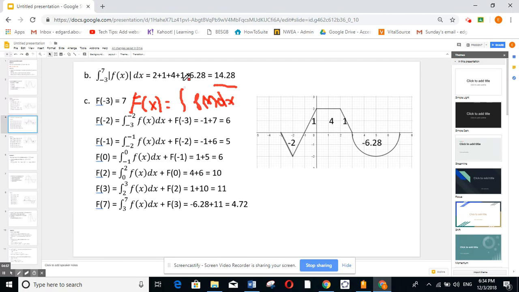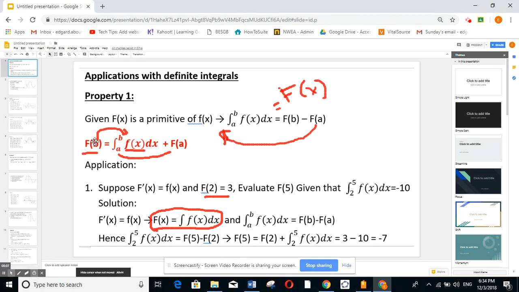Okay, so I want to start by f of minus 3 equal to 7, given. This is the given. So they want us to find f of minus 2. So I use the property that we have written up. The number here you put it upper, and the number below it will be where here. And these are the primitive, and this is the integrand of big F of x. So let us start.